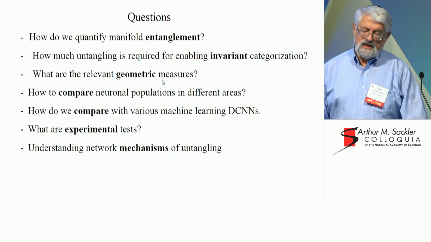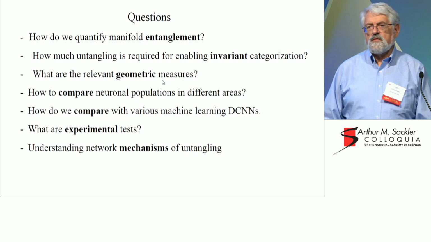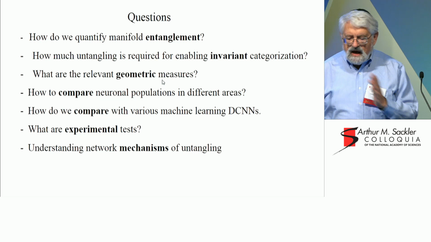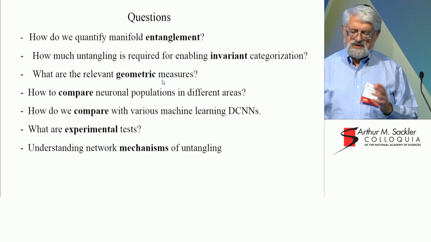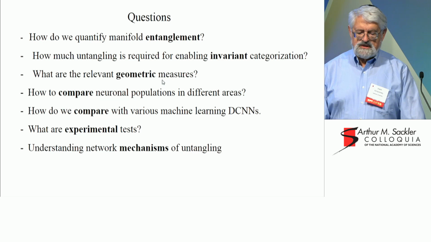Now the extreme limit, of course, is if the system reformats the manifold into a single point per object or per face and so on, then the story is over. But we know from both deep networks and experiments in the visual system and other systems that even the top stages of the sensory system are not completely invariant. So how does it enable invariant categorization downstream? What are the relevant geometric properties of those manifolds, and how can we use them to compare across different systems?